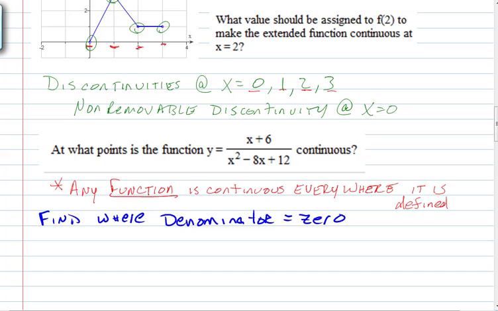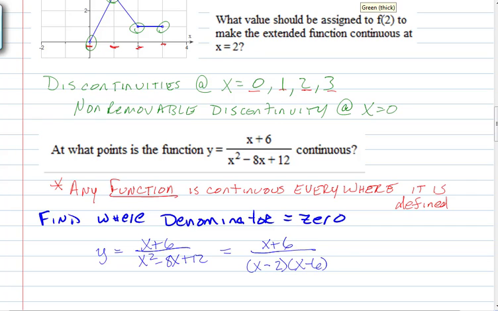So we start with the denominator here. We have y equals x plus 6 over x squared minus 8x plus 12. Well, that's going to be y equals x plus 6 over, can we factor the denominator? x minus 2 times x minus 6. That'll work, won't it? So this is going to be undefined at x equals what? And what happens at x equals 2 and x equals 6?